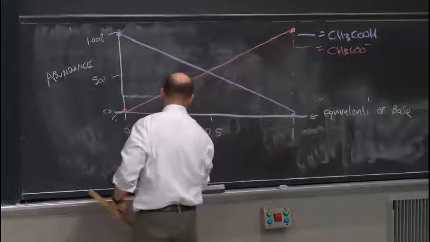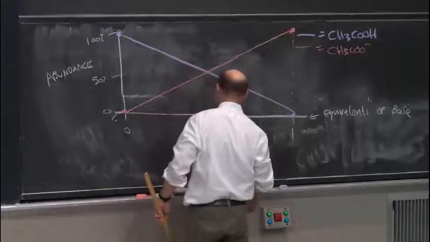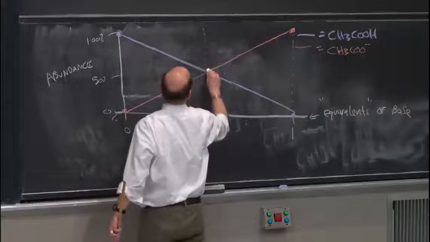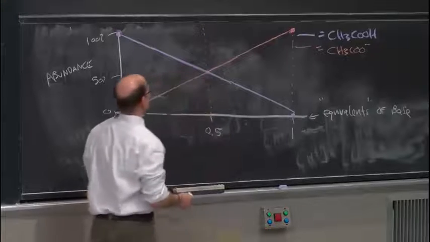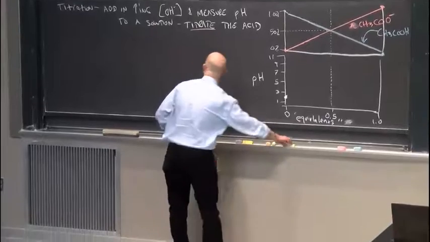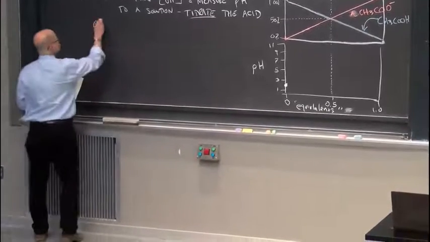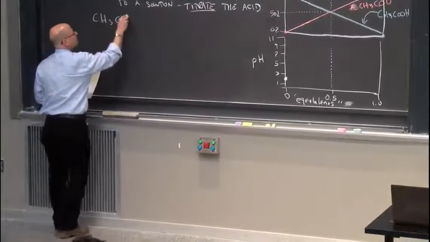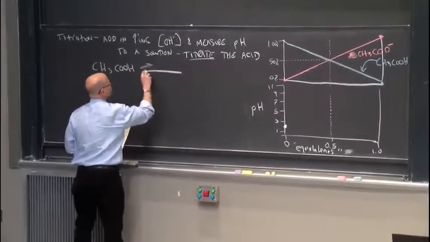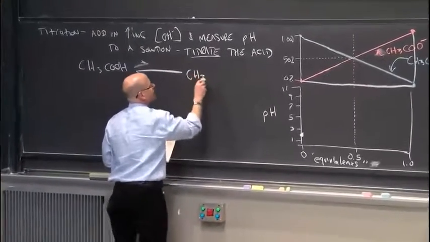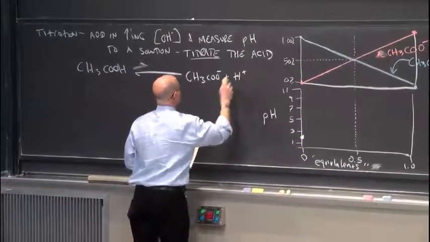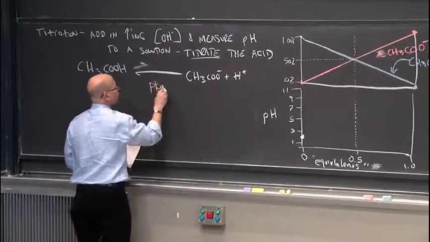I'd like you to notice that these lines should cross. I should have the equal amount right here at half of an equivalent. If we start off with a solution of acetic acid, you all remember that acetic acid will dissociate, not very well, but it will dissociate into the acetate anion and a proton. And I told you that the pKa for this was what?